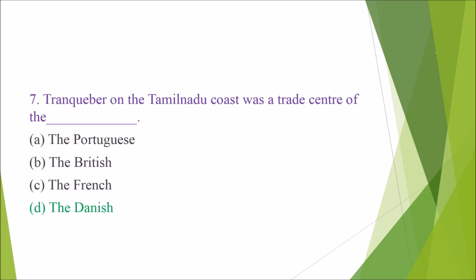Question number 7. Tranquebar on the Tamilnadu coast was a trade center of the dash. Option A, the Portuguese. Option B, the British. Option C, the French. Option D, the Danish. So the answer is option D, the Danish.